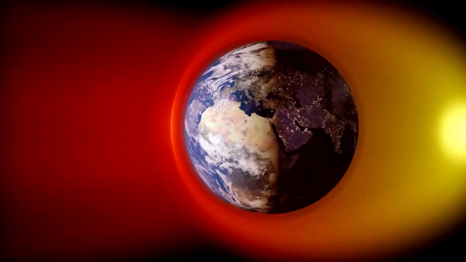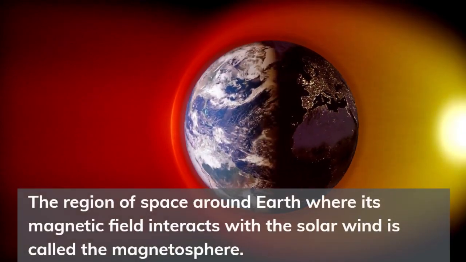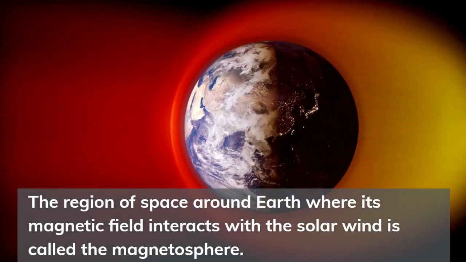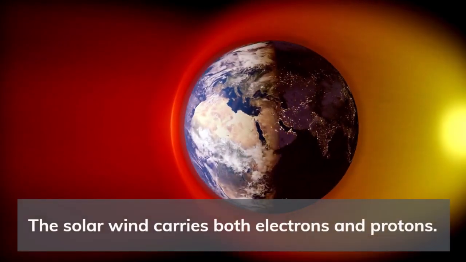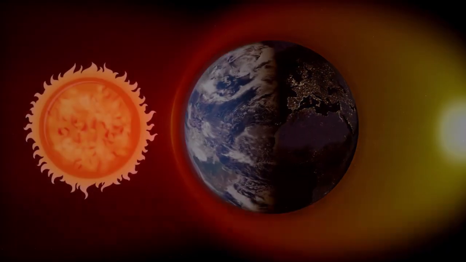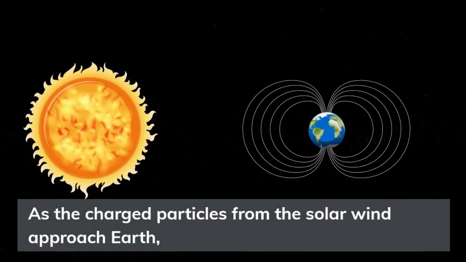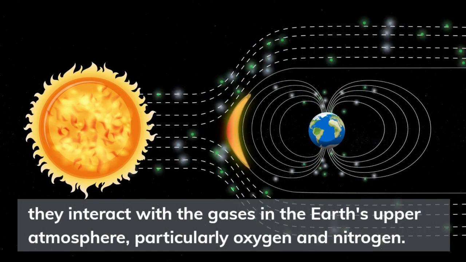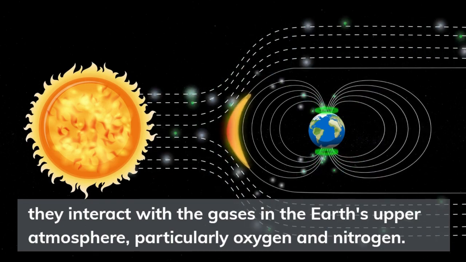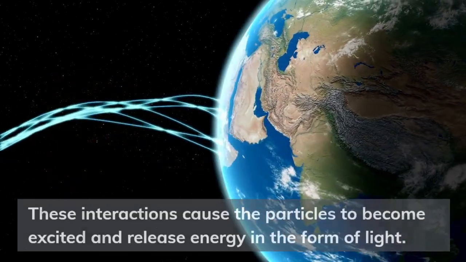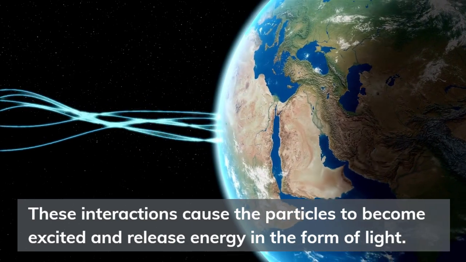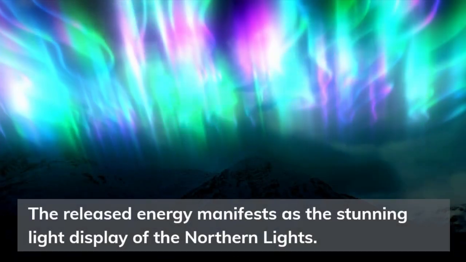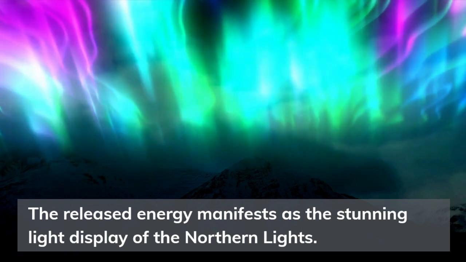our planet. The region of space around Earth, where its magnetic field interacts with the solar wind, is called the magnetosphere. The solar wind carries both electrons and protons. As the charged particles from the solar wind approach Earth, they interact with the gases in the Earth's upper atmosphere, particularly oxygen and nitrogen. These interactions cause the particles to become excited and release energy in the form of light. The released energy manifests as the stunning light display of the Northern Lights.